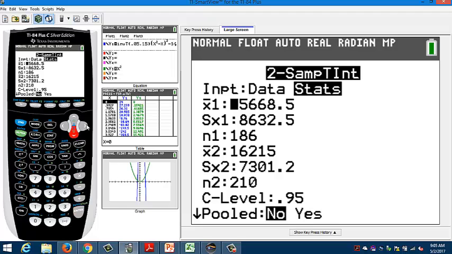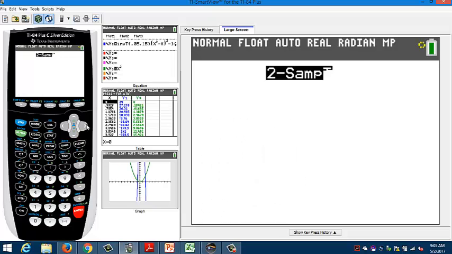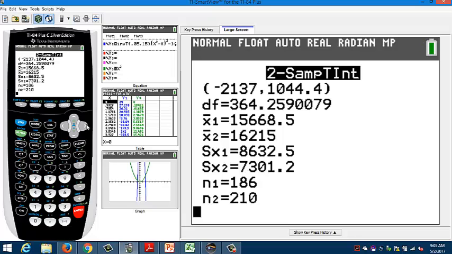Down here it says C-level. What's that stand for? Is that good? Confidence level 0.95? Yeah, they don't say alpha. That would be significance level. Confidence level is 0.95. Pooled? No. I guess I'm ready. Calculate. That was cool. Takes a little time, but it gets it.